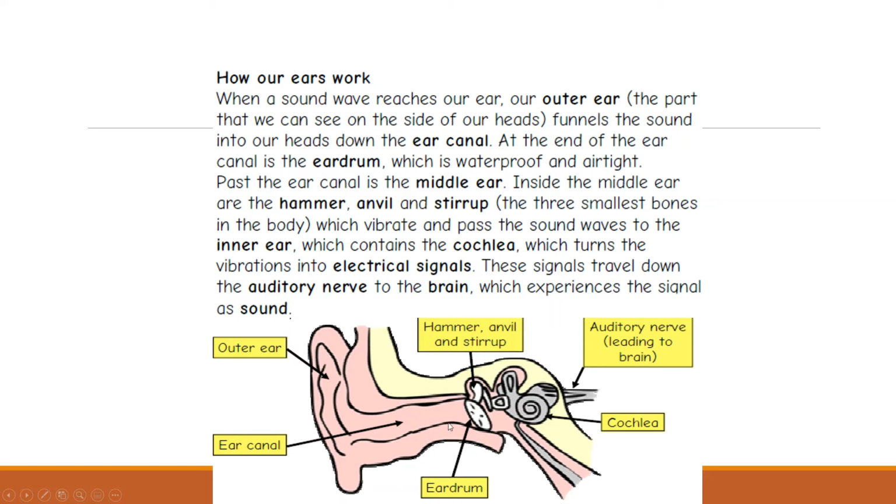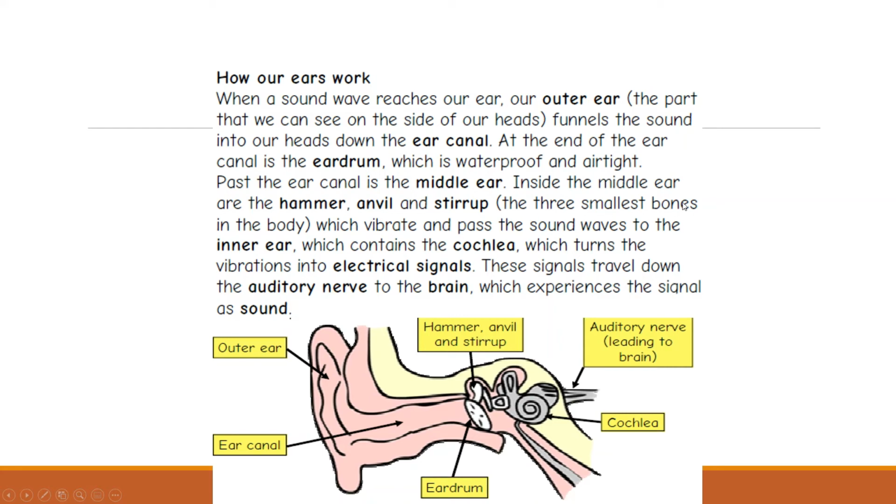Okay, so that's that hole. At the end of the canal is the eardrum, which is waterproof and airtight. Past the ear canal is the middle ear. Okay, so all this lovely stuff's in here. Inside the middle ear are the hammer, anvil, and stirrup, the three smallest bones in the body.